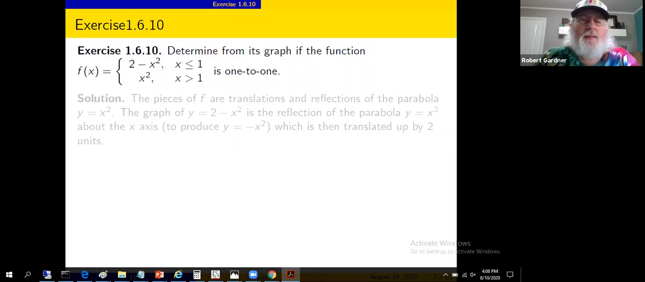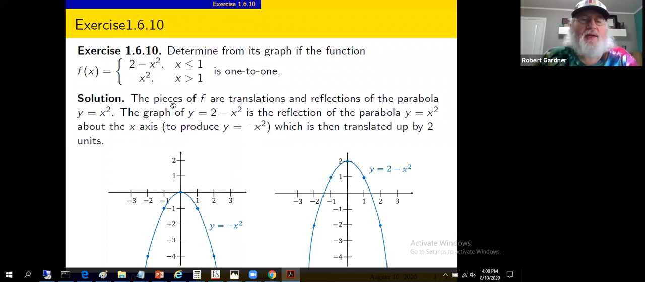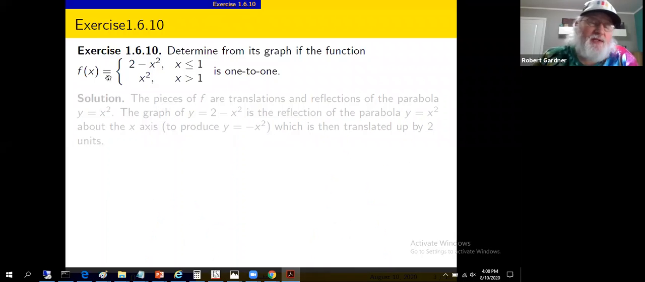Okay. It's defined, well, I guess first, it's defined piecewise as 2 minus x squared for x less than or equal to 1 and x squared for x greater than 1.